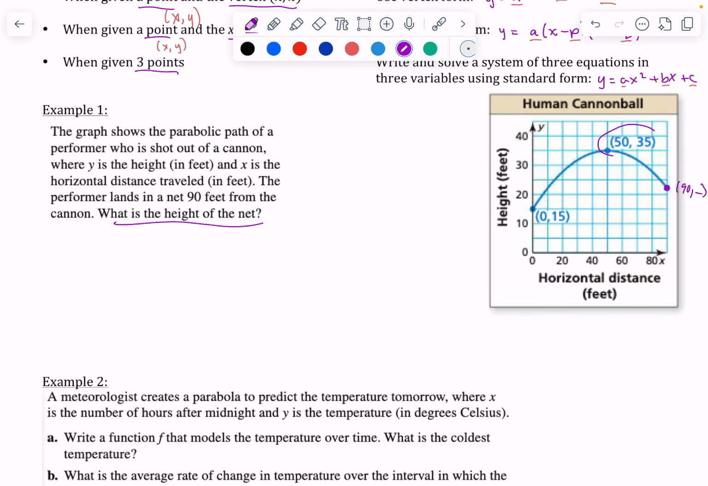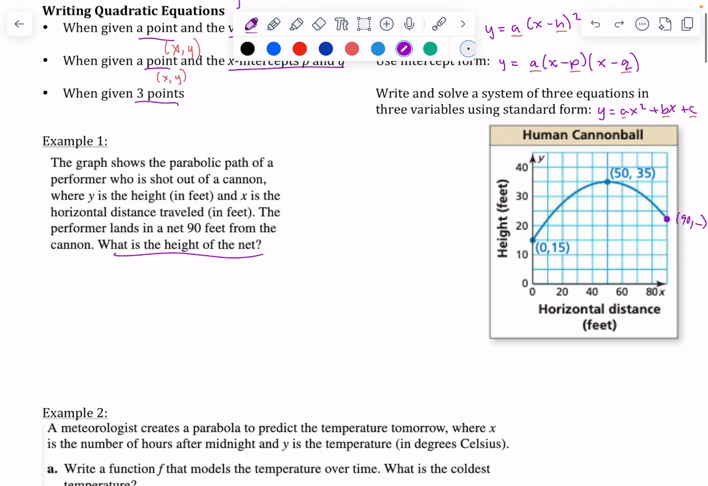I know I have the vertex of the parabola, and I have the y-intercept of the parabola, but that's pretty much it. So what would be useful right now is if I had the function, the rule, that represents this parabola, because if I did, then I could just plug 90 in for x and solve for y. So that's what I'm going to do. I want to write the rule that represents this parabola.